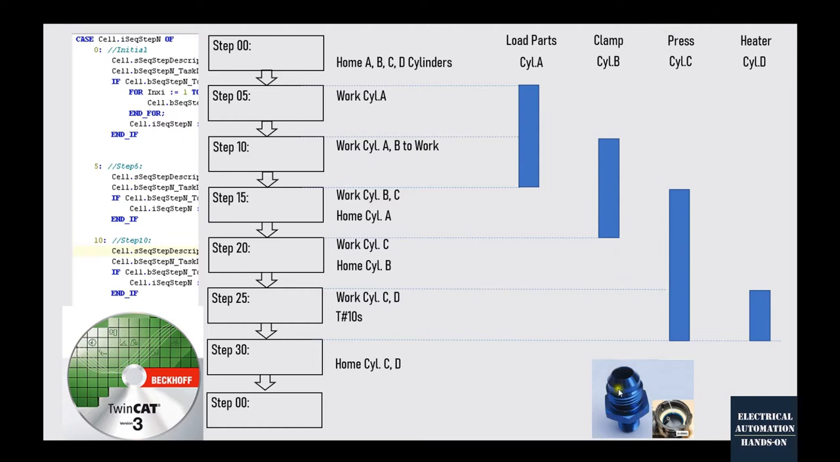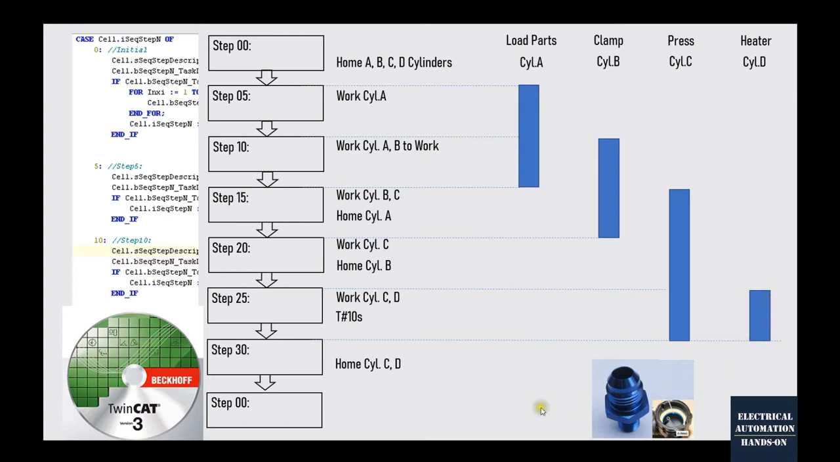After the press closed at step 25, the heater controlled by cylinder D will close to heat the part or punch the part to make a mark on it. And eventually at step 30, both cylinder C and D will retract and go home. So basically at that time, the entire sequence is finished. We will use this application as our background.